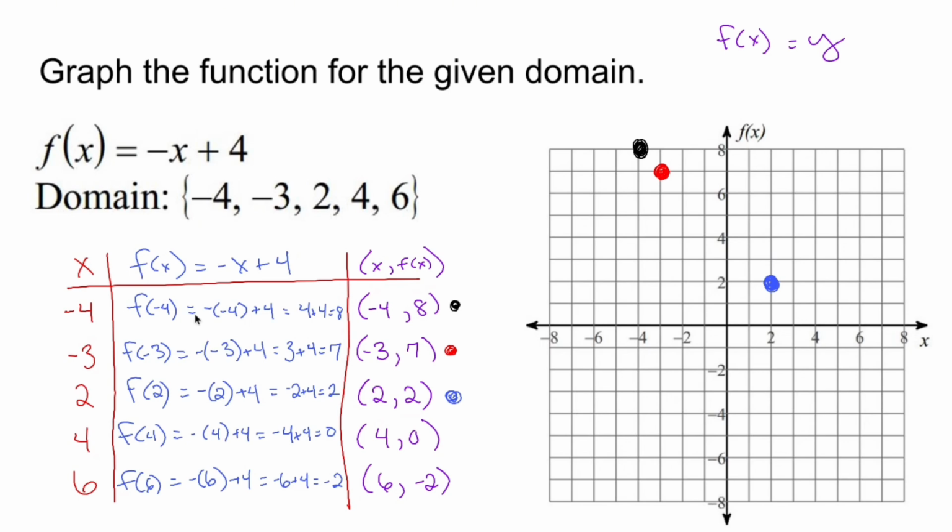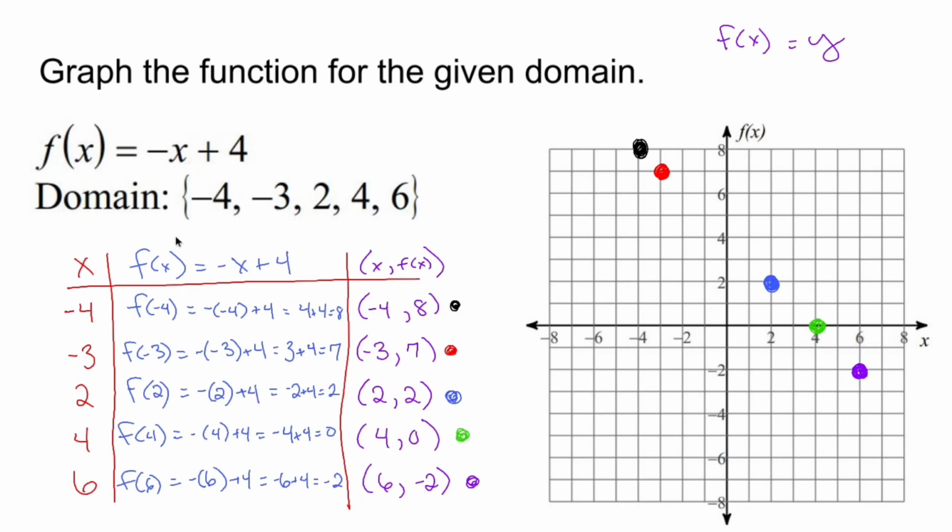4, 0 has me going from 0, 0 and going right 1, 2, 3, 4. And then the 0 tells me don't move. And then last but not least, we have 6. 6, -2 has me going right 1, 2, 3, 4, 5, 6, down 1, 2. And there you have it.